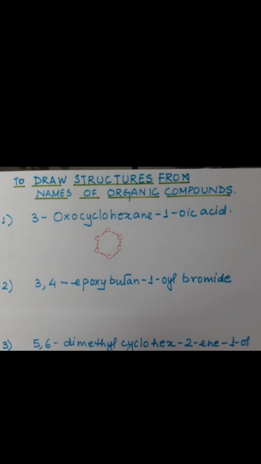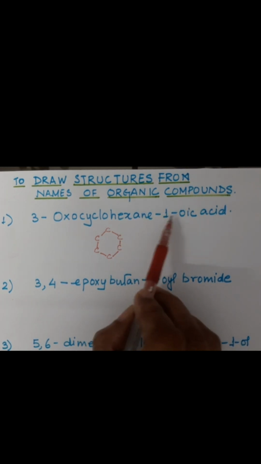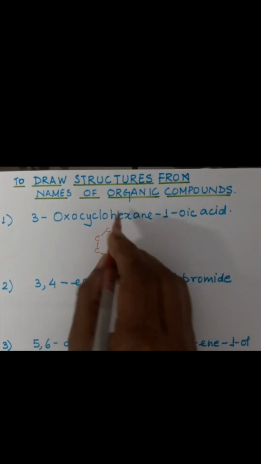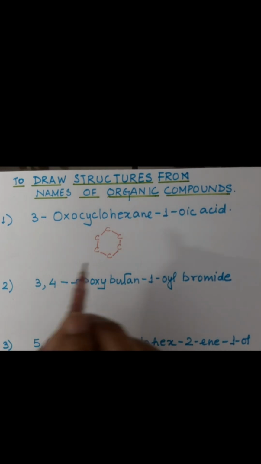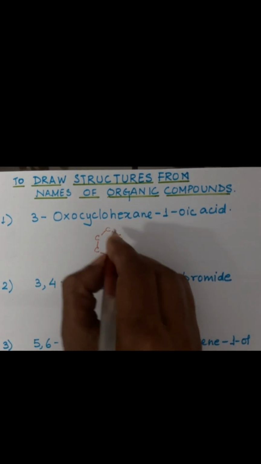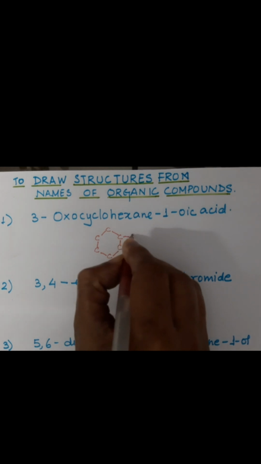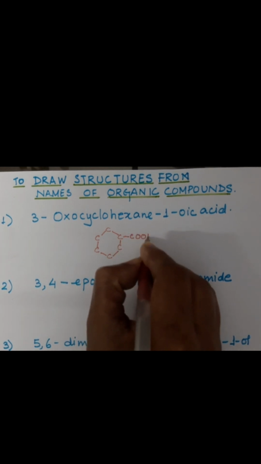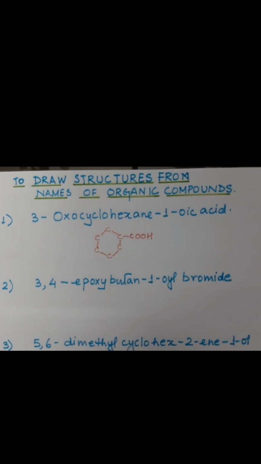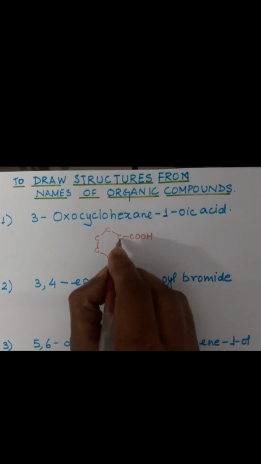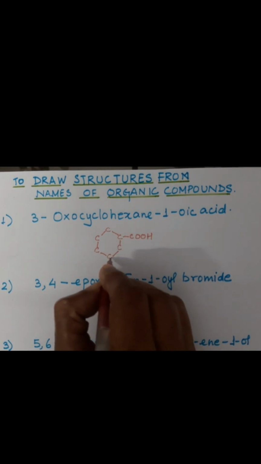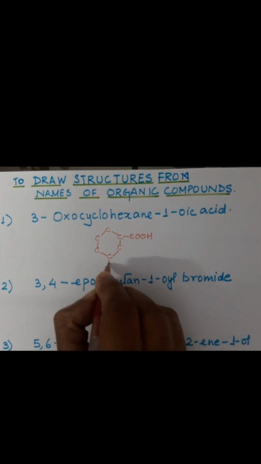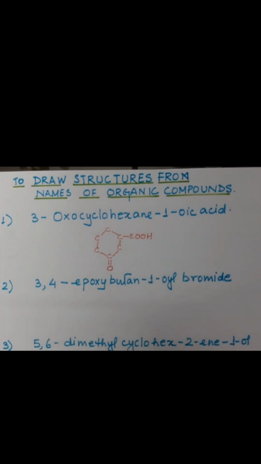Fine. Then we have in the first position oic acid. So any carbon can be one in a cyclic compound. So let's write COOH. Okay, oic acid. And then we have in the third position an oxo group. If we have considered this carbon to be number 1, number 2 is this and number 3 is this. So we are to write a double bonded O.